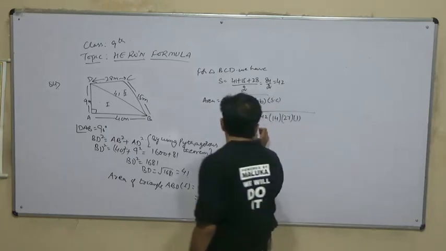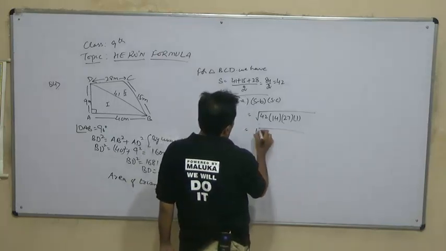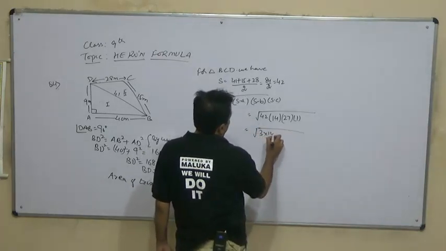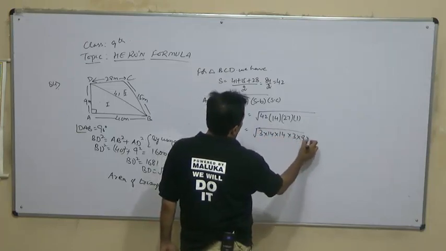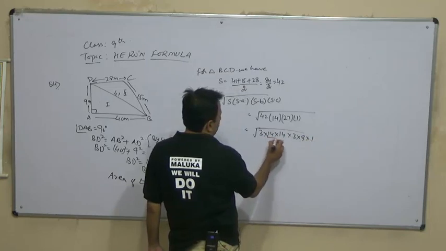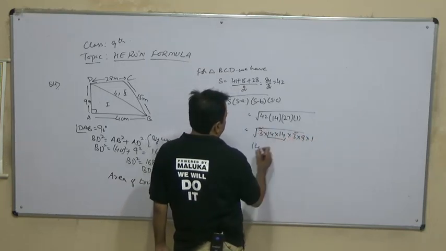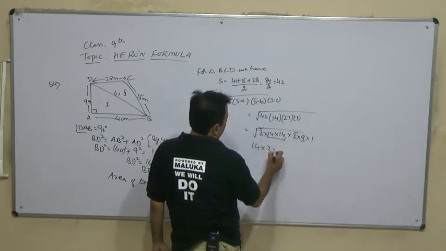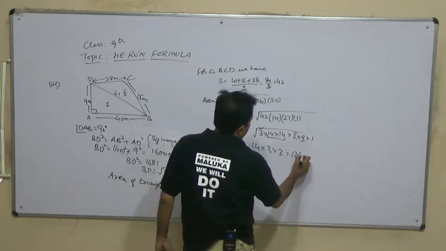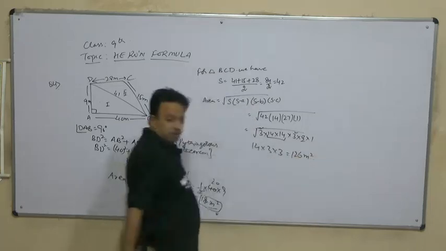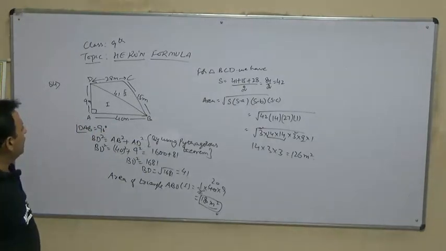So we get 3 into 14, this is 14 as such, then 3 into 9 into 1. So the square root of these 2 will be 14, and this will be 3, and from here one more 3. So this will be 14 nines are 126 meter square. So this is the area for the second part, that is triangle BCD.